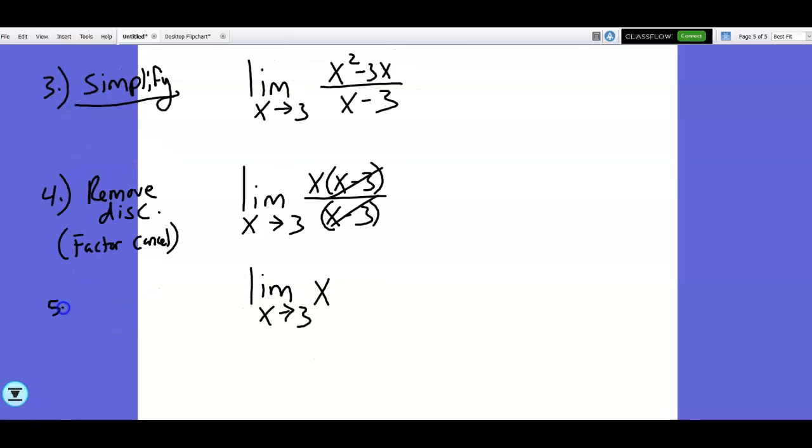Step 5, we're ready to do our direct substitution at that point. So I'm going to plug 3 in here, and the result will be 3. I'm all done.